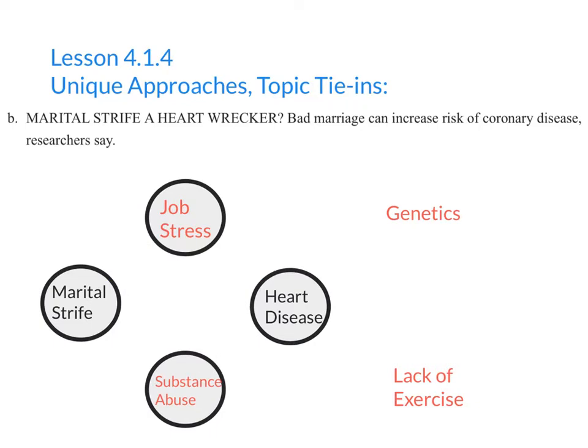Another possibility is substance abuse. Substance abuse may cause marital strife. Also, it might cause heart disease. So it's a good confounding variable because it could be tied reasonably to marital strife and heart disease.